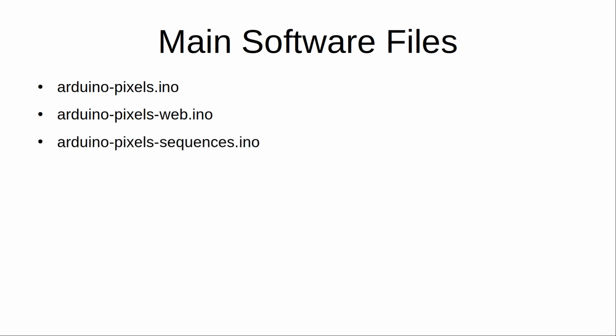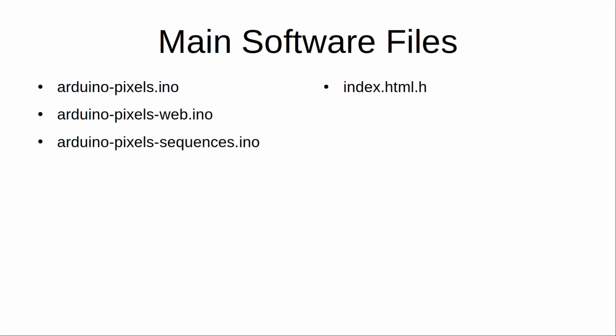So with that out of the way, we can have a look at what all the different files are. And this may change in future, but it's the structure for now, and I don't plan to change the files for the sequences, which are the ones I'm going to show you how you can customize. From a code perspective, there's these 3 files: Arduino pixels.ino, which is the main executable file, Arduino pixels-web.ino, and the Arduino pixels sequence.ino.